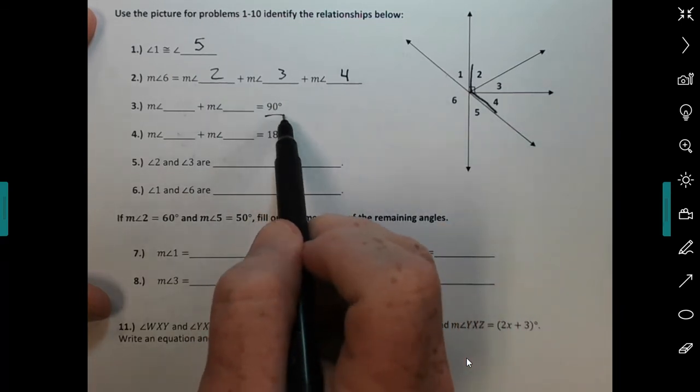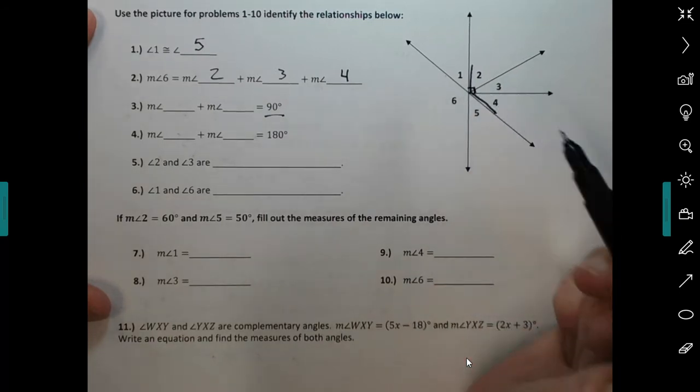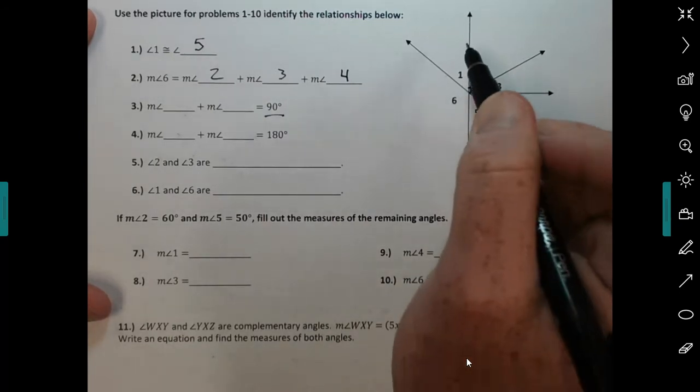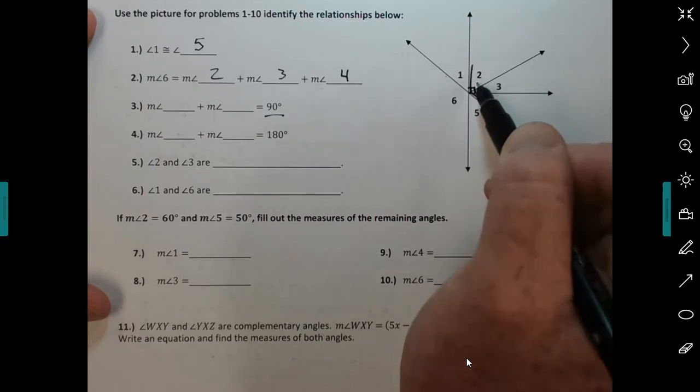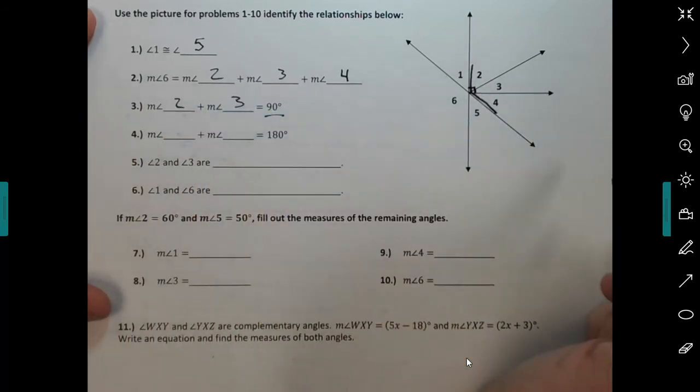Next idea, what angles up there would have to equal 90 degrees? Well, this box right here means 90 degrees. So this angle is a right angle, and it's composed of angles 2 and 3.